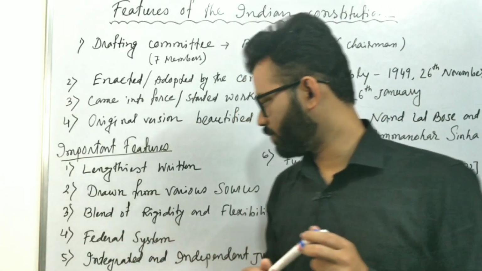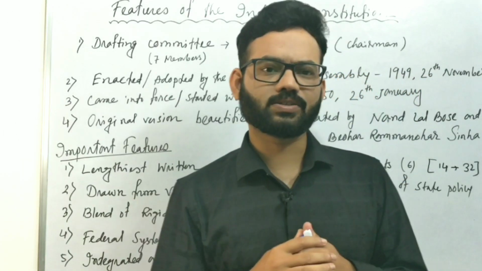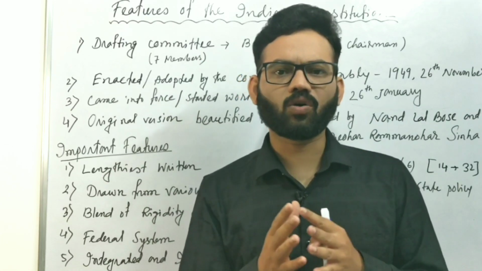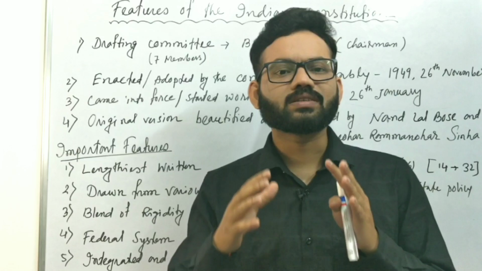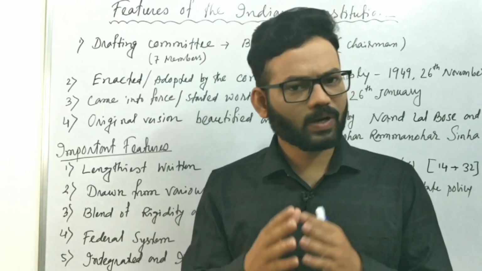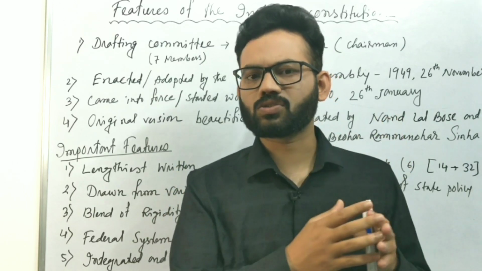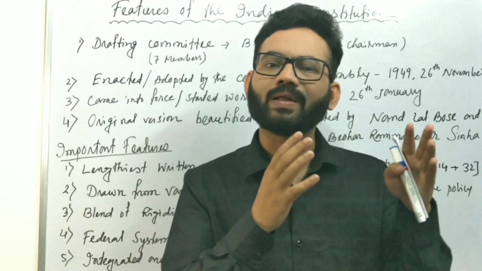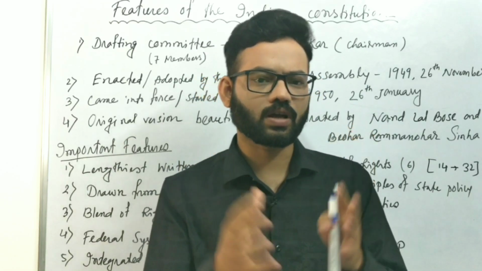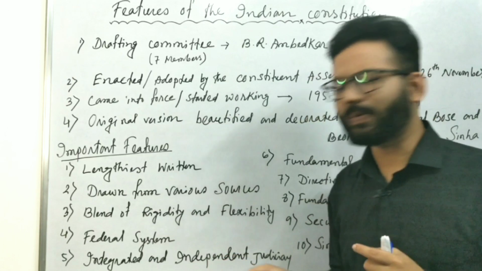Number four, the federal system. As you know, in our country there is a union government, or the central government, and also state governments in every state. Like there are a prime minister and president in the union government, in a similar way in every state there are chief ministers and a council of ministers who run that state, and also the governor, who is the representative of the president. This system is called the federal structure. So India has a federal structure.